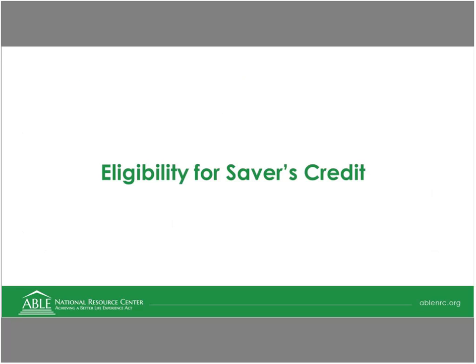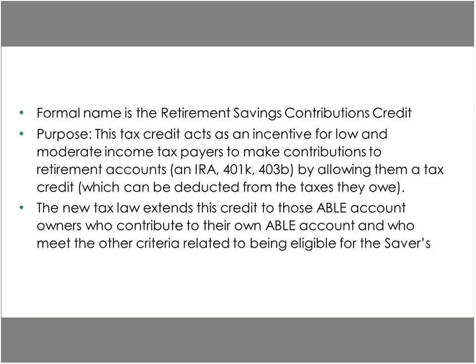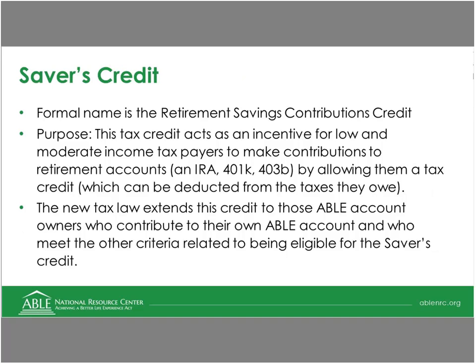Okay, so let's talk about the second change, and this is a newfound eligibility for ABLE beneficiaries to take advantage of what's called the Savers Credit. The formal name of the Savers Credit is the Retirement Savings Contributions Credit, and the purpose is that this tax credit acts as an incentive for low and moderate income taxpayers to make contributions into their retirement accounts.